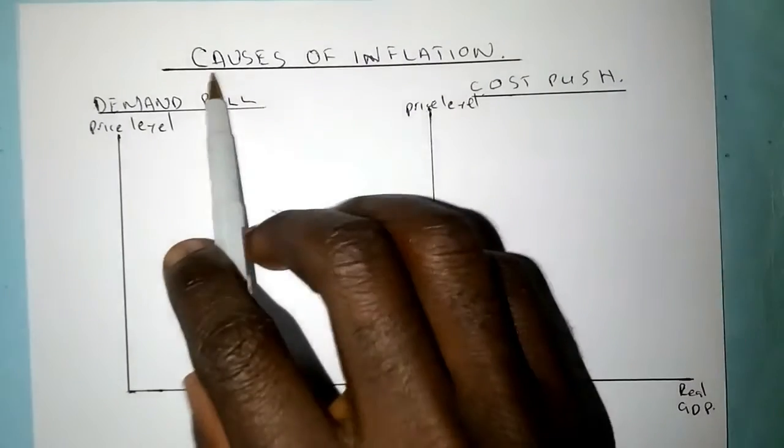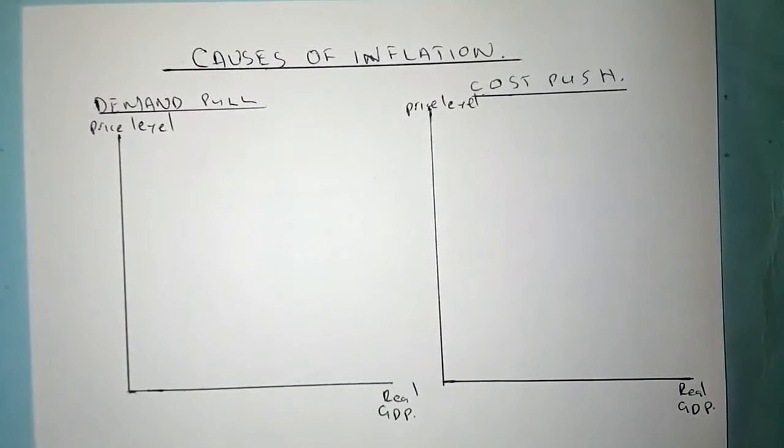We are looking at the causes of inflation. So what is inflation? Inflation is a persistent rise in the general price level. It's also the rate at which our money loses value. So what are the causes of inflation?